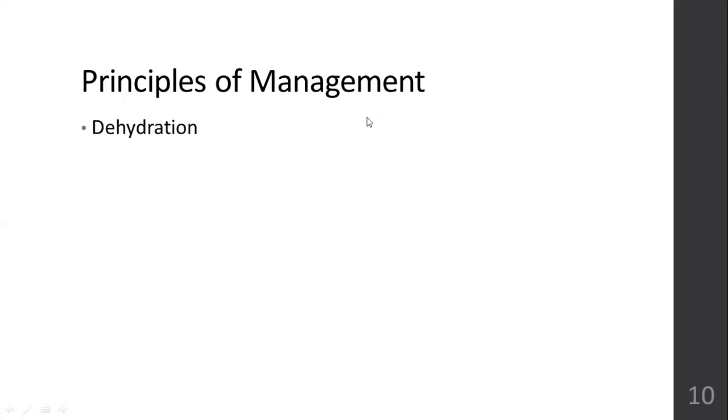So, principles of management: correct the dehydration. Here ORS solution is used, along with IV fluids. The child will be put on IV fluids. ORS is used more in ward rehabilitation, IV fluids in ICU rehabilitation will take care of the dehydration. So dehydration first has to be managed, otherwise you may lose the child.